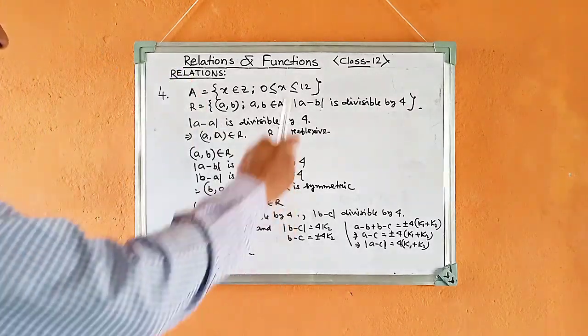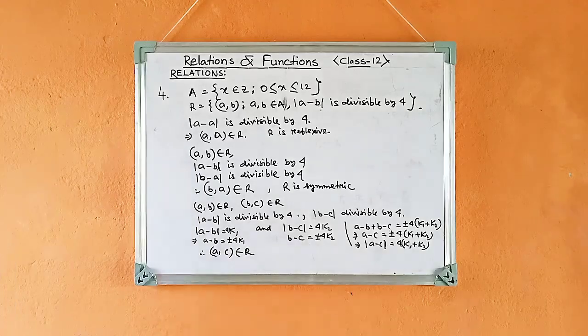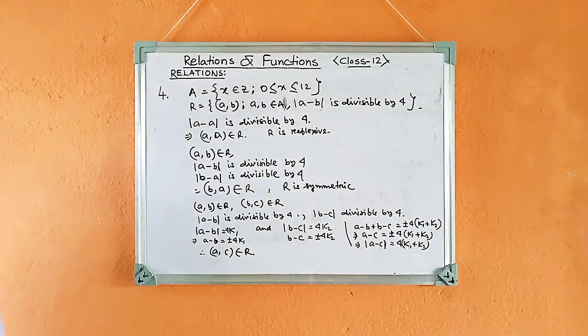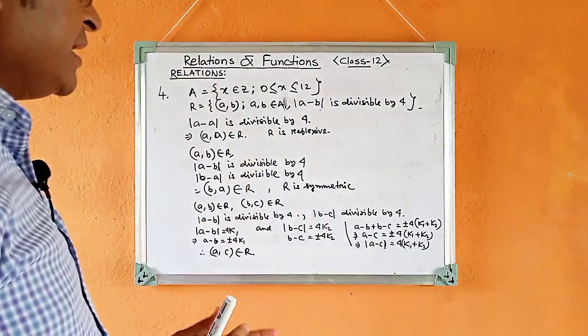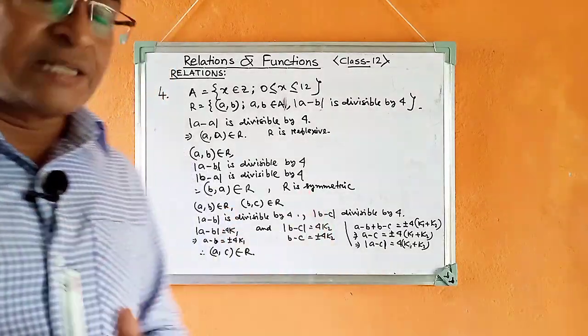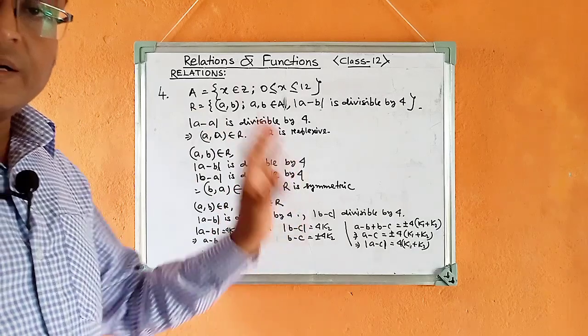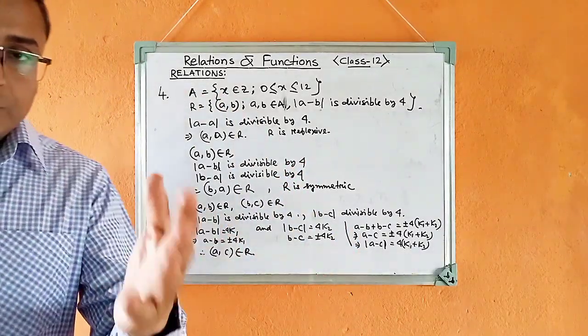So R is reflexive, R is symmetric, R is transitive. So this relation is an equivalence relation. Why? Because all three conditions are satisfied here. This is very important and comes in the board exam. So this is a very important example. Now come to the second one.